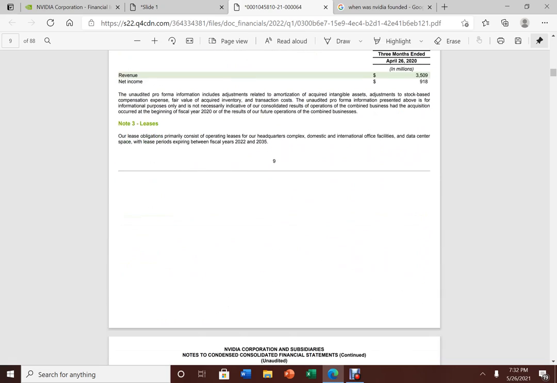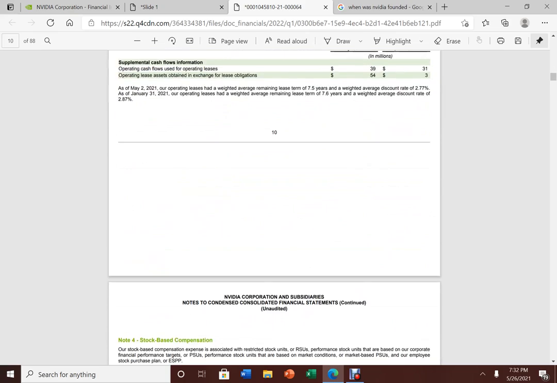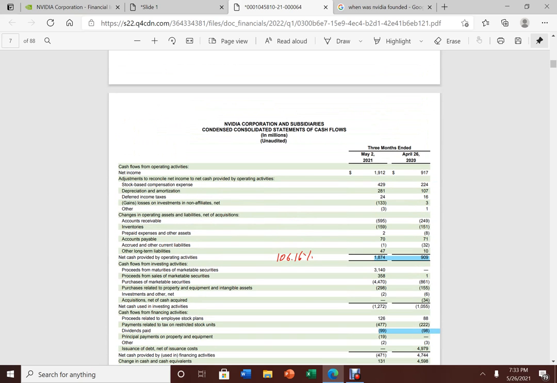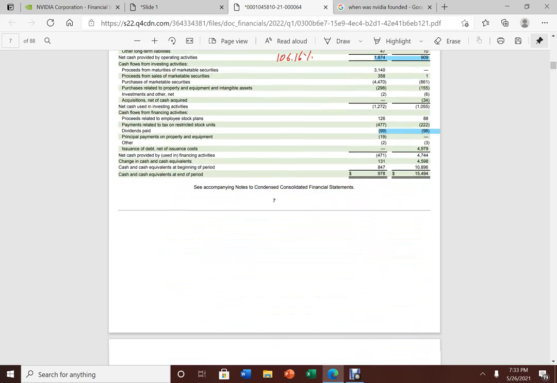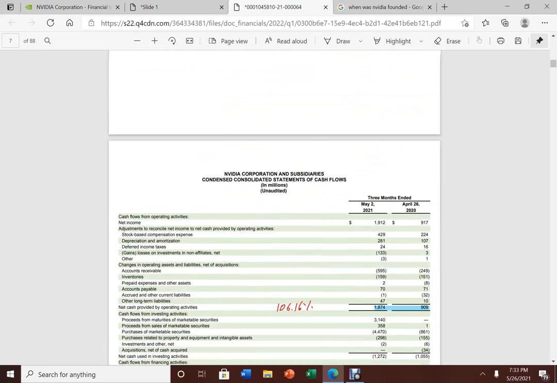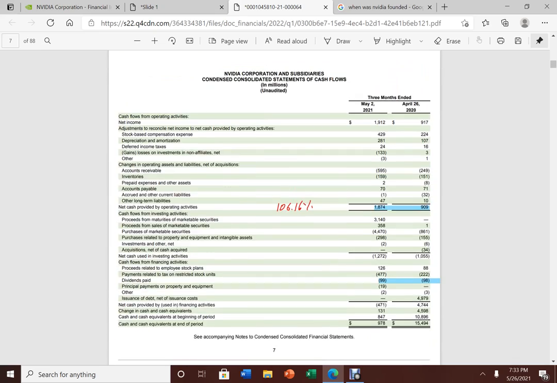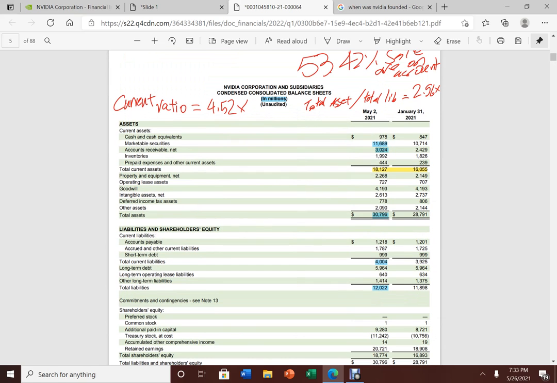And overall, NVIDIA reported very nice earnings, we can see here. Cash flow is going up nicely from the operating activities. Dividends are consistent. It looks like their acquisition of Arm is going according to plan so far. And also, the company's balance sheet is just an absolute monster.